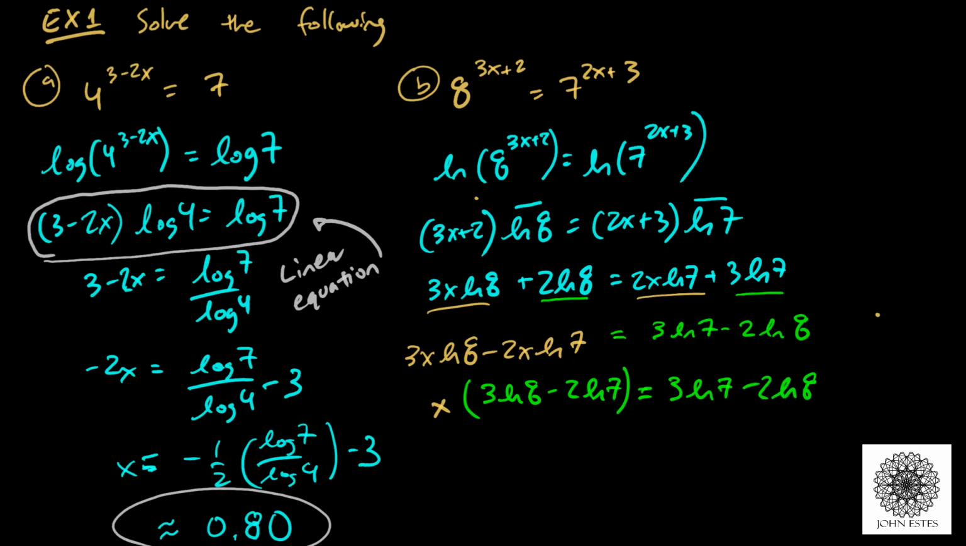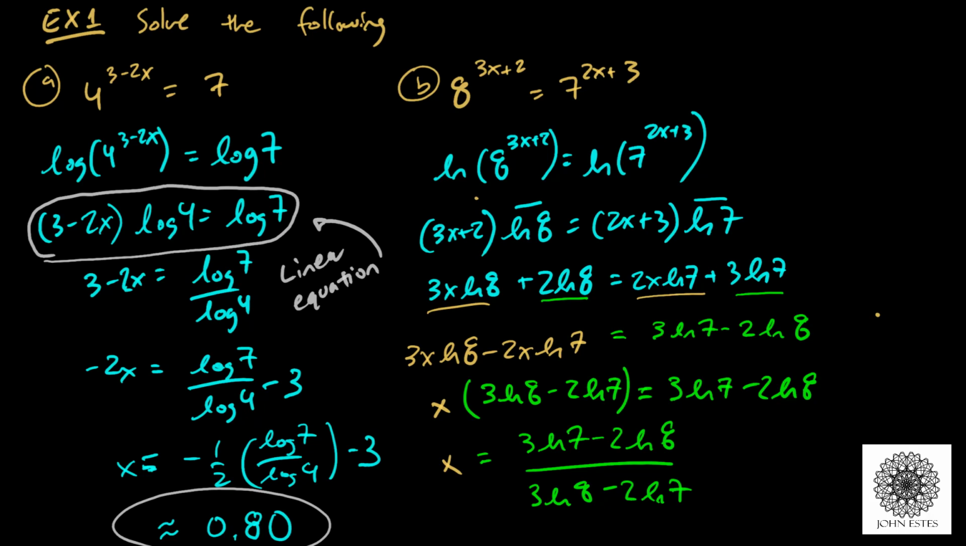These are all numbers. So finally, I have x equals this 3 ln 7 minus 2 ln 8 over 3 ln 8 minus 2 ln 7. Can we simplify any? Can I cancel out the ln 7s or the ln 8s? I cannot. I could use some properties of logarithms to simplify the numerator or the denominator, but I don't think it'll help us any.